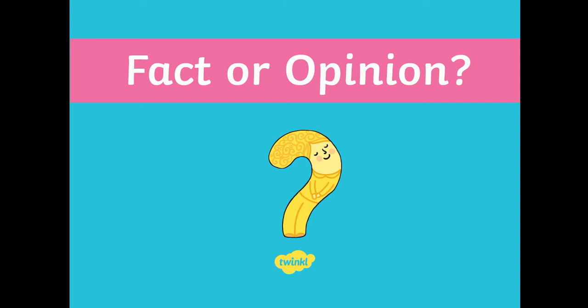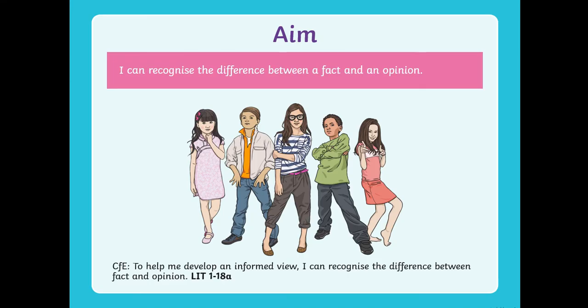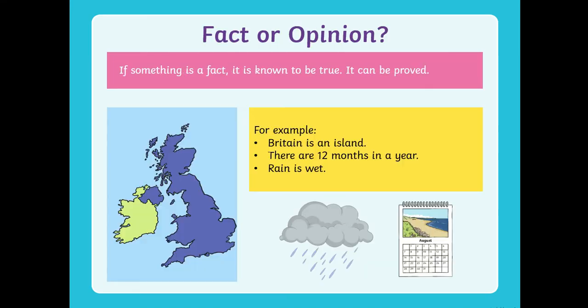Good morning, class. Our literacy objective this morning is a reading objective, and that is to distinguish between statements of fact and opinion. Now, you've probably got a good idea about what a fact and an opinion is. I'm just going to go through this PowerPoint presentation with you, and then there are some activities for you to do.